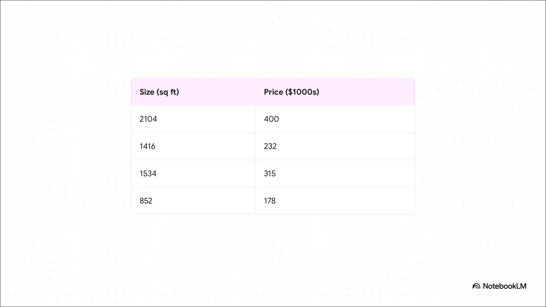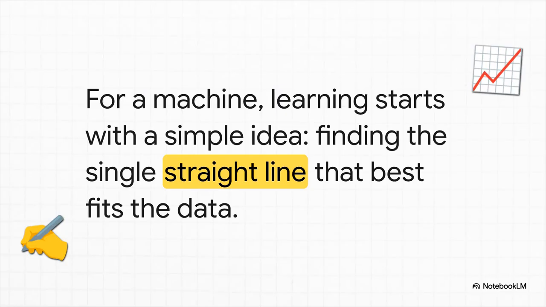The machine's entire goal here is to just stare at this data and figure out the hidden pattern, the relationship between a house's size and its price. Right, so if you or I looked at this, we'd probably spot a trend pretty quickly. Bigger house, bigger price, right? But for a machine, the whole learning process kicks off with a really simple, almost elegant idea. It tries to draw a line. That's it. Because if it can find one single straight line that best fits all these data points, well, then it can use that line to predict the price of any new house, just from its size.